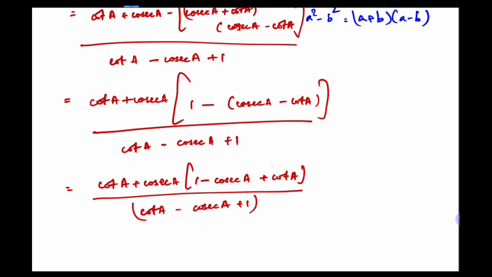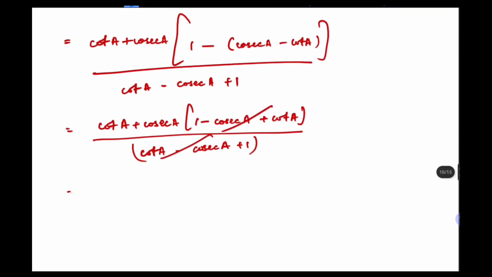Both these terms are same. So, cancelling them out, we get cot A plus cosecant A, which is our RHS. So, hence proved.